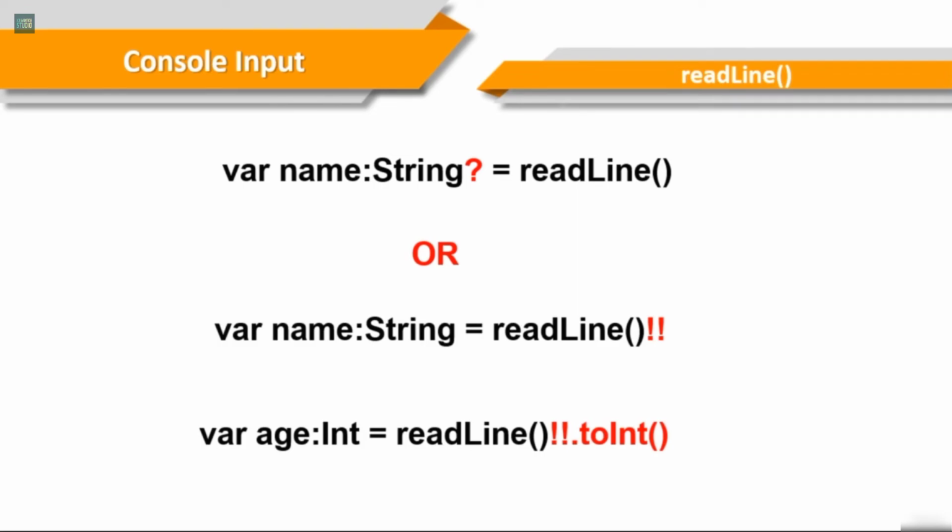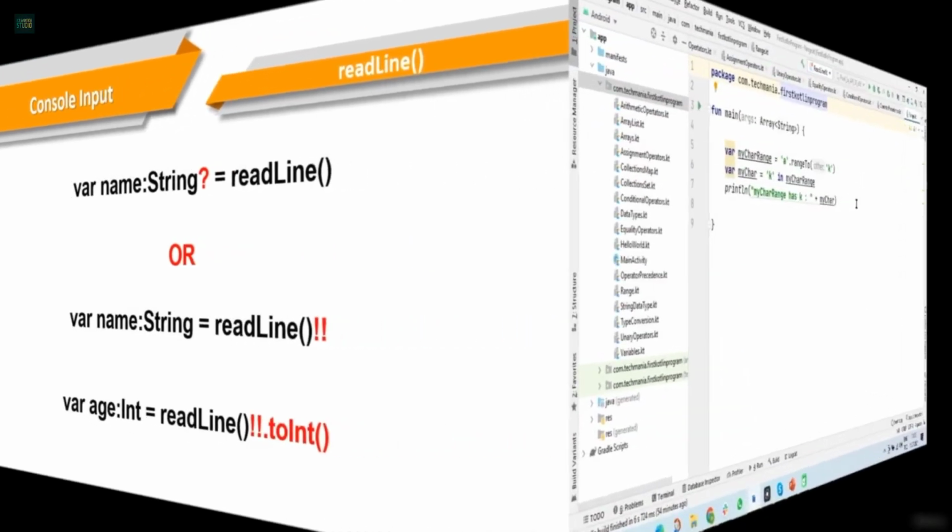As a result, if the user enters data other than string data type, first of all, we must convert this data to integer or double according to our application. Then we can use this data as we want to. So why don't we do this? Let's go to Android Studio now and do some practice.